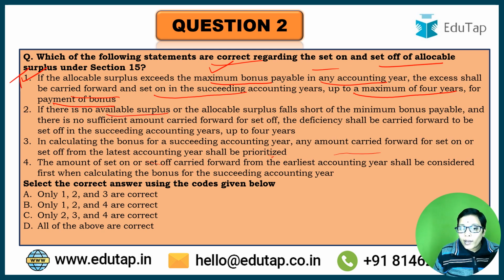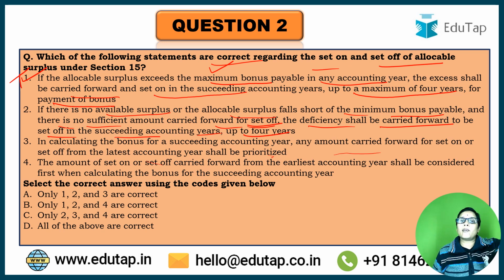If there is no available surplus or the allocable surplus falls short of the minimum bonus payable, it is falling short, in that case there is no sufficient amount that can be carried forward for set off. This deficiency shall be carried forward to be set off in the succeeding accounting years, again up to 4 years. Okay, then we will keep setting it off, so it is like a loss, so that would be set off in the following years. Set on happens when there is excess, set off happens when there is shortfall. Okay, yes, this is also true.